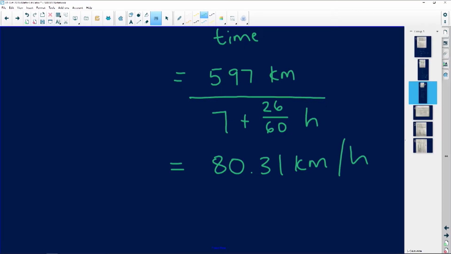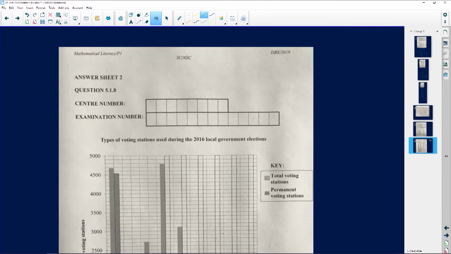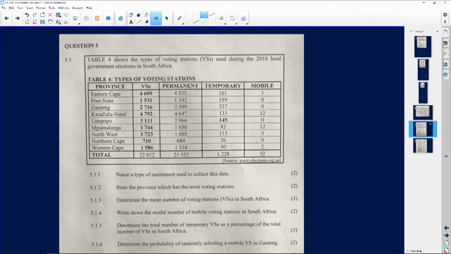Let's look at the next question that we do have. The next question that we have has something to do. Okay, wait, before we go there. There we go. So it says to us there, table 4 shows the types of voting stations.